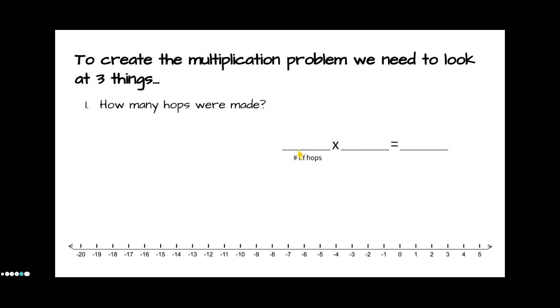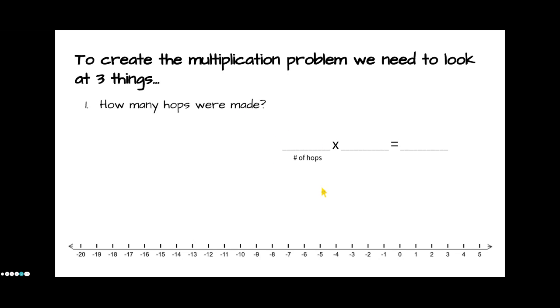Now, technically we can switch these. I'm going to show you later how when we get our numbers, we can switch them. Because if you think of multiplication, if I take 2 times 3 equals 6, if I flip those two numbers and do 3 times 2, I'm still going to get 6 in the end. So it doesn't matter which way you multiply the numbers, you'll get the same answer. All right, so we need to look at how many hops were made, and once we have that, we're going to put it right here.